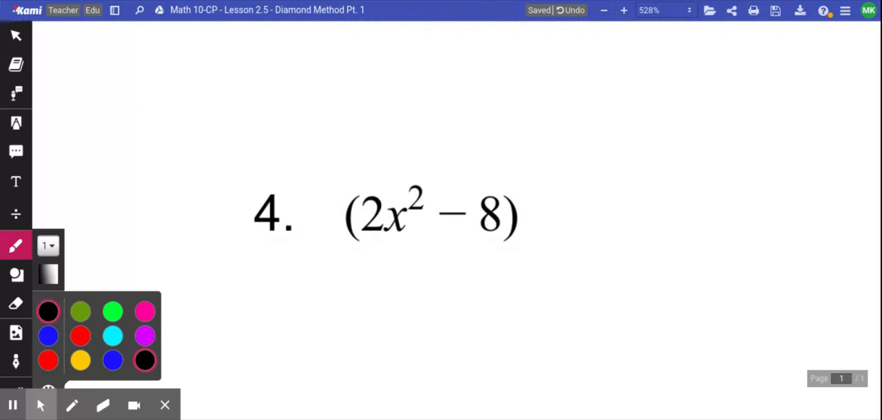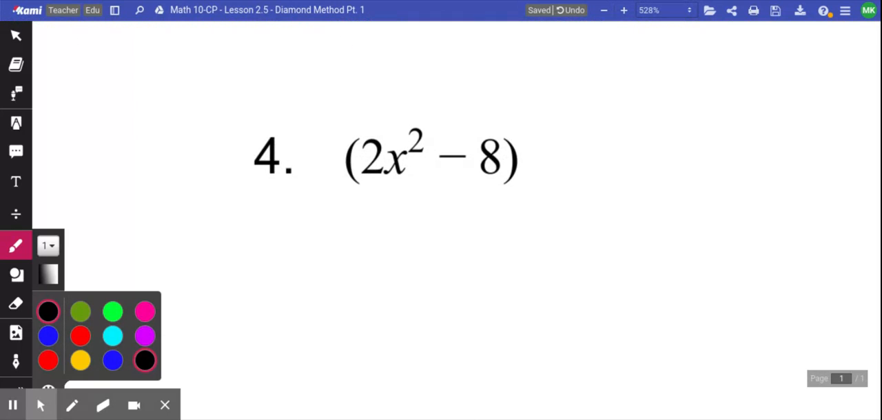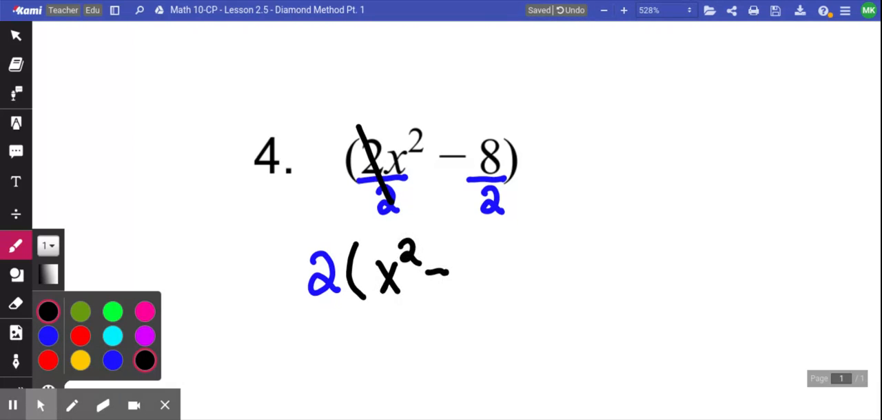Then we had the really hard questions like this one, where when you get asked to factor it, you have to take out a greatest common factor. So I realize I can take a 2 out of both of these. So there's a 2 out front. These 2's would cancel, leaving me with x squared minus 8 divided by 2 is 4.